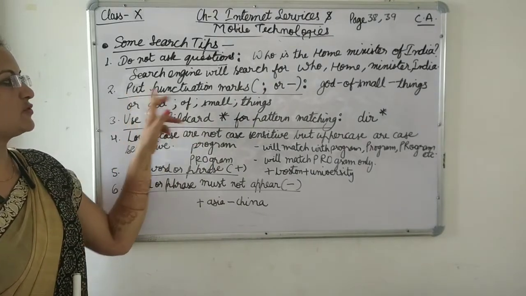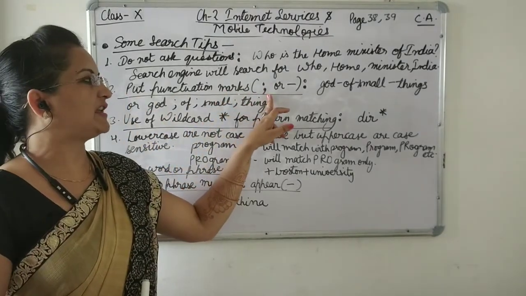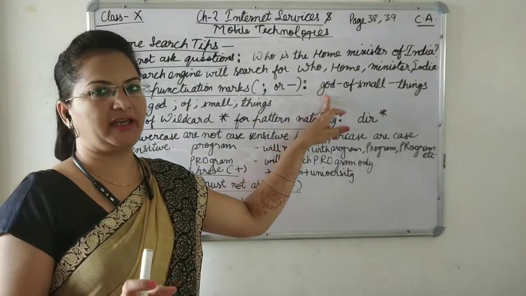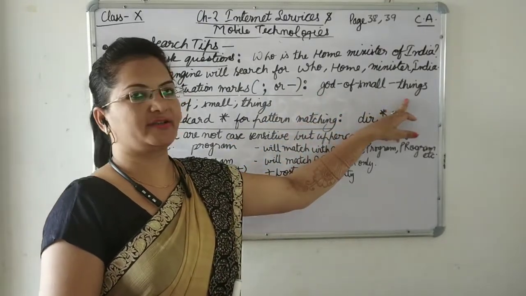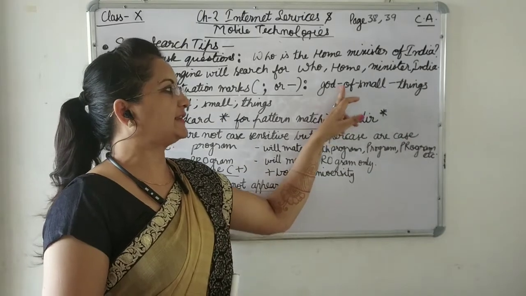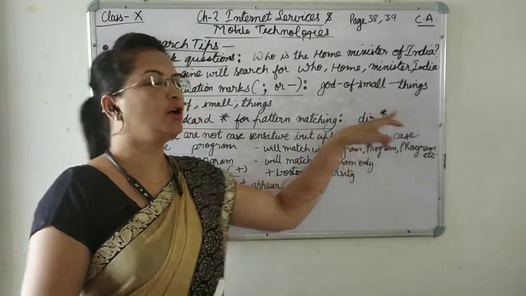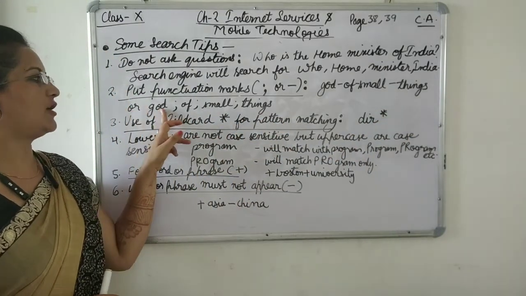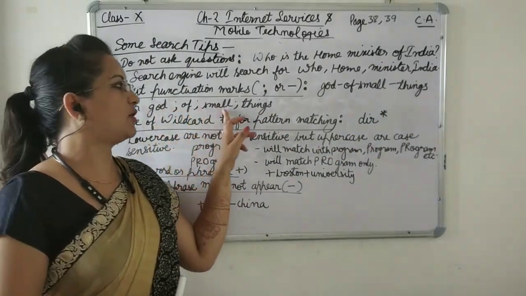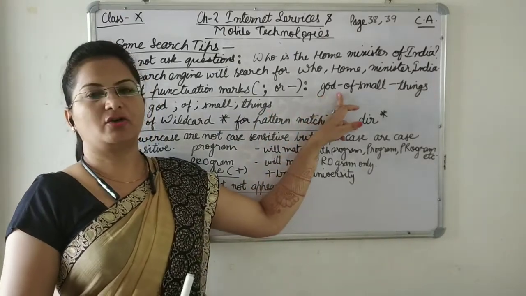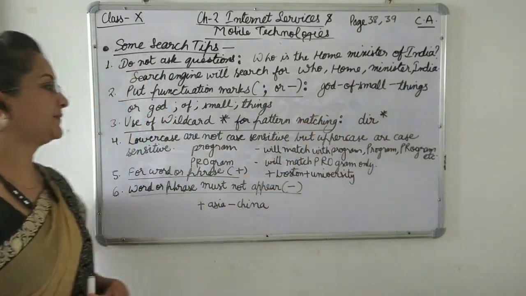Then put punctuation marks. You can either use semicolon or you can use hyphen. If you have to search for a book name, God of Small Things, you can write it like this: God hyphen of hyphen small hyphen things, or you can also write it like this: God semicolon of semicolon small semicolon things. Then you will get websites containing all these keywords.